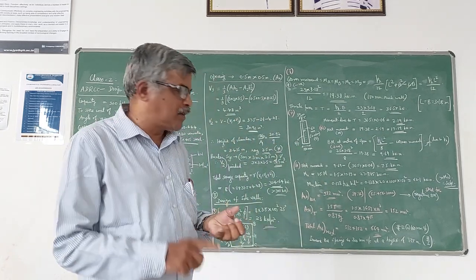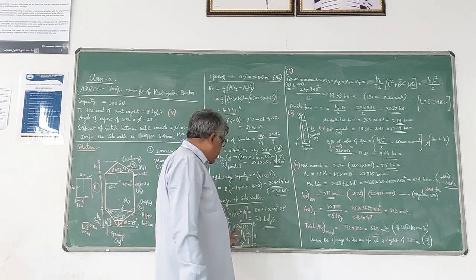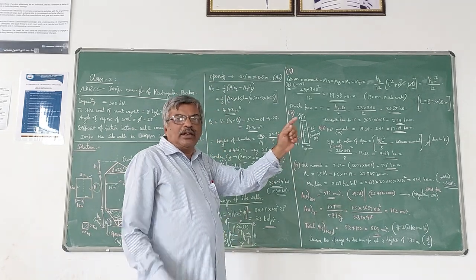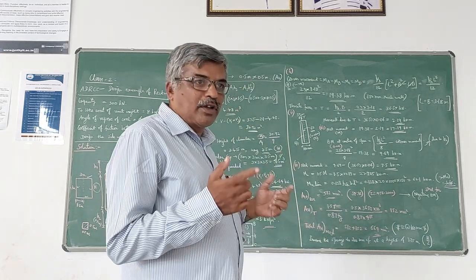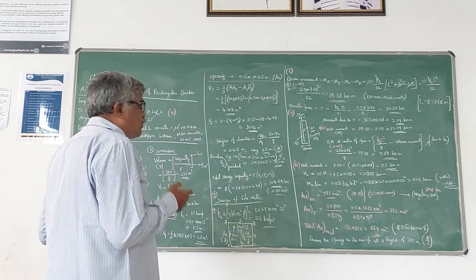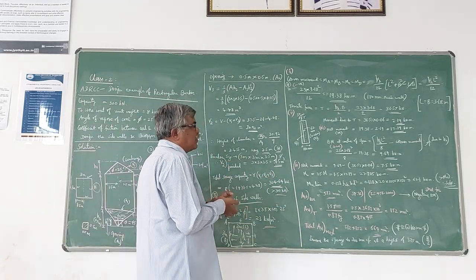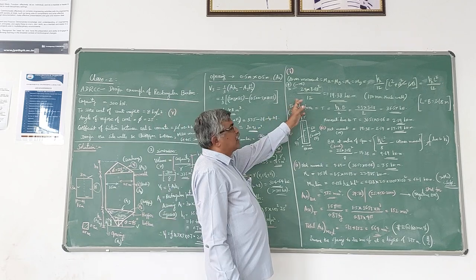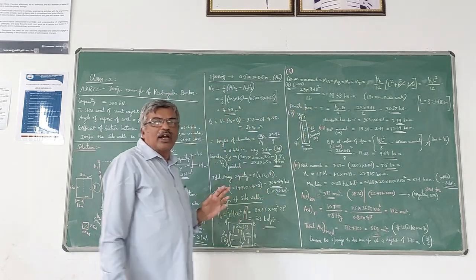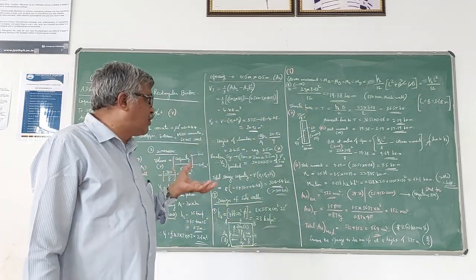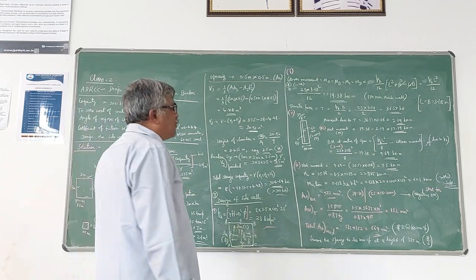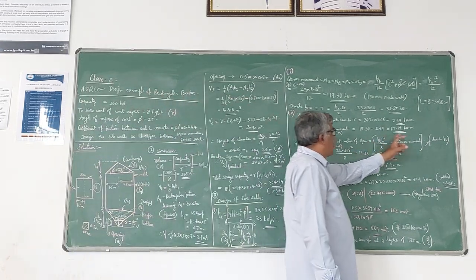So here we are calculating the moment due to two things: one due to PH, another due to the tension force. They will be acting in opposite directions, therefore you have to subtract and take the value. Now, the corner moment I calculated, you know. Now I want the net moment at the center of the wall. Due to PH, this is the formula.